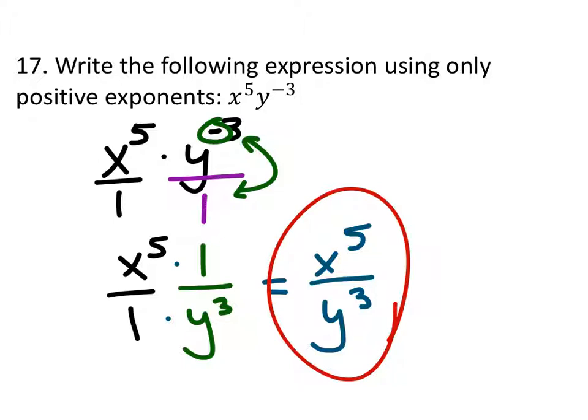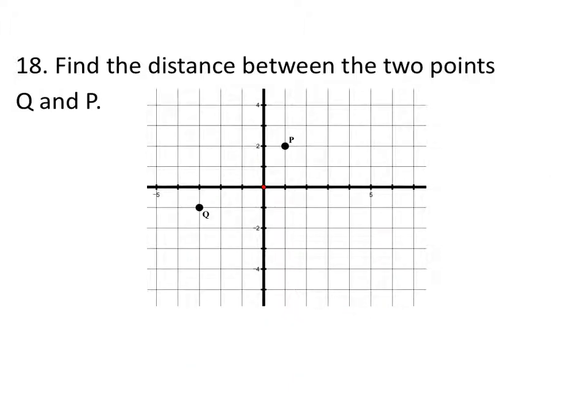I like that idea. So in the fraction for this one, anything with a positive exponent stays in the numerator. So that would be x to the power of 5. The negative exponents will go to the denominator, but it changes it to positive as well. Kind of like this. Find the distance between these 2 points, Q and P.